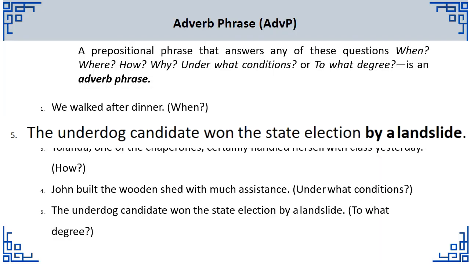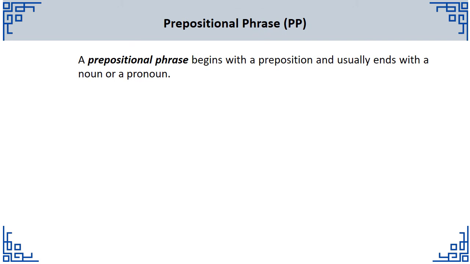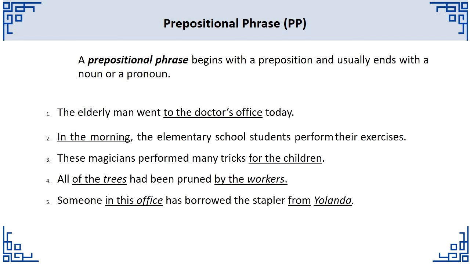Prepositional phrase begins with a preposition and usually ends with a noun or pronoun. Practically, prepositional phrases can be understood by analyzing the prepositional phrases in these sentences below. The prepositional phrase is underlined in each sentence. So we will see the first till the third examples.